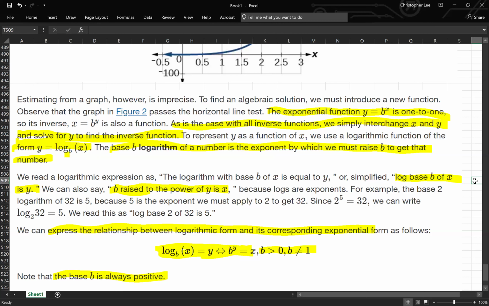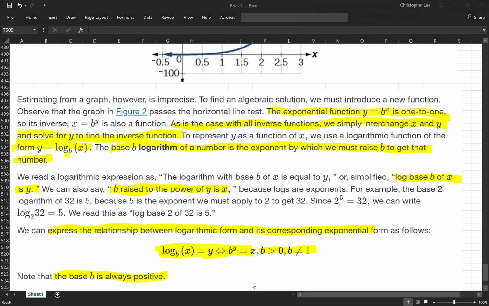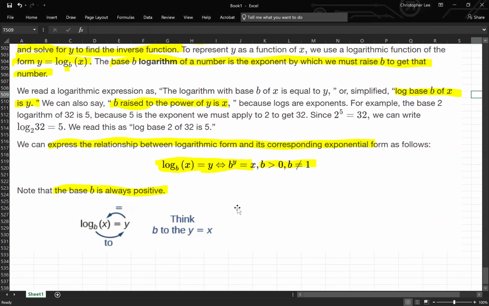So we can express the relationship between the logarithmic form and the corresponding exponential form as follows. Check this out. Log base b of x is equal to y, and we can flip that around to say that b to the y power is equal to x, where b does not equal 0 and b cannot equal 1. Note that the base b is a positive number. It's always positive. So that formula right there, very important. Very, very important. We're going to use it in a little bit.